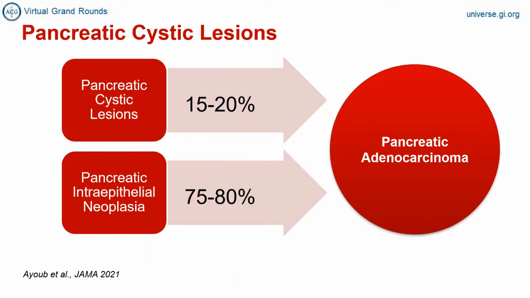And why is it important? Now, if you look at pancreatic adenocarcinoma as a whole, nearly 20% of cancers can arise as pancreatic cystic lesions. The remaining 80% choose the other common pathway, which is called the PanIN pathway for pancreatic ductal adenocarcinoma.